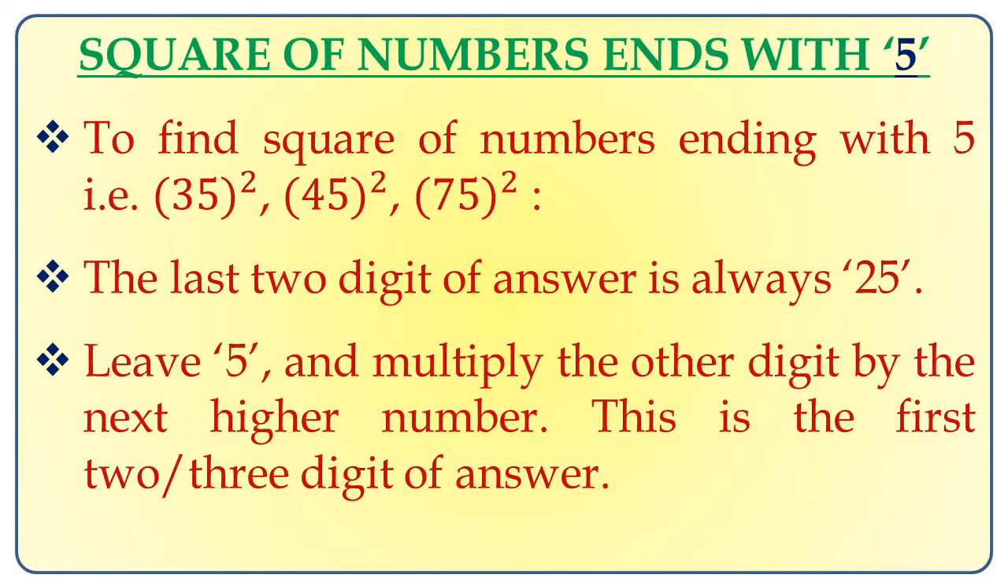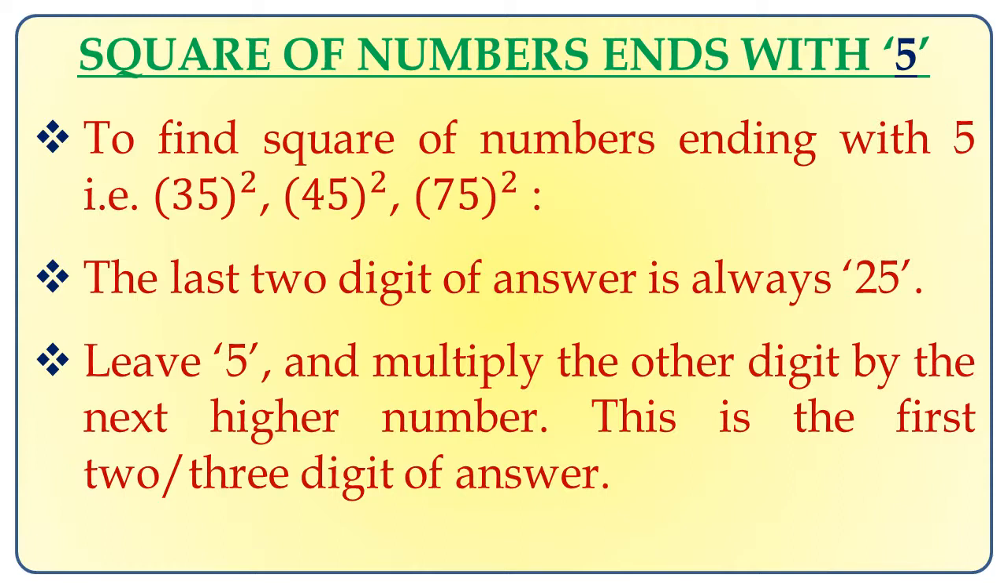For example, 45. If it ends with 5, the last two digits, unit and tens place, will be 25. And apart from 5, which digit is left? It is 4. So we multiply 4 with its next higher number, that is 5. 4 into 5, 20. So the answer of 45 square will be 2025. So that is quite simple.